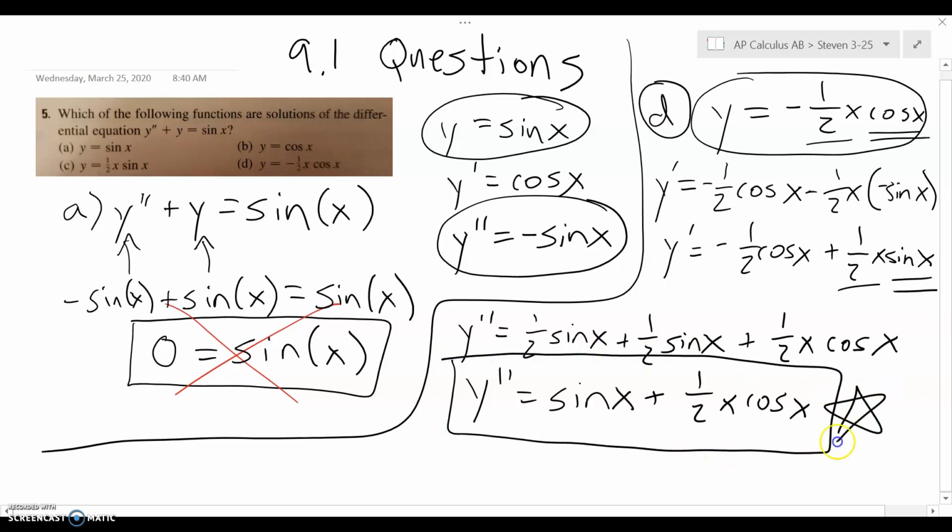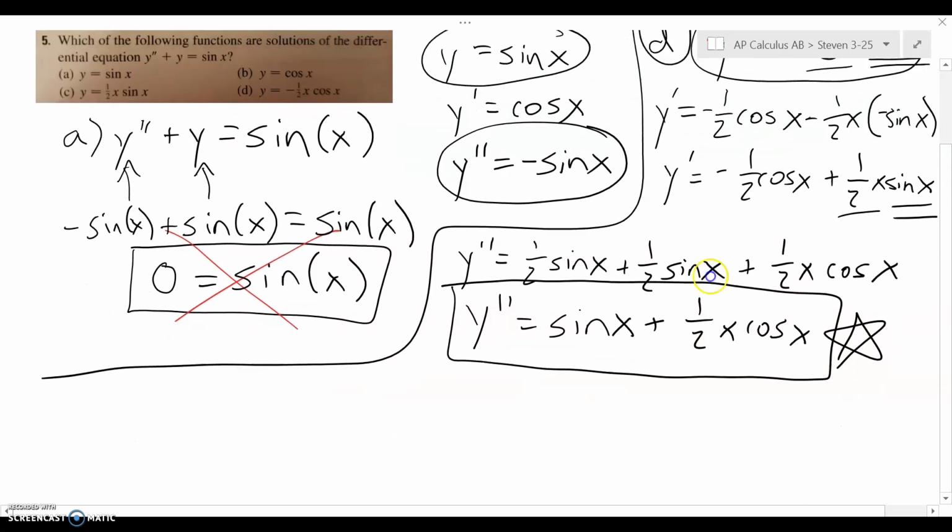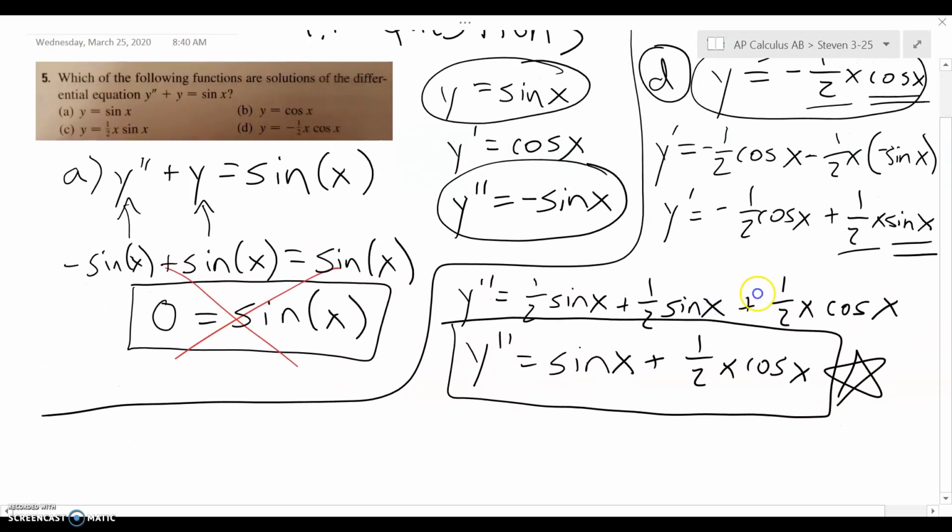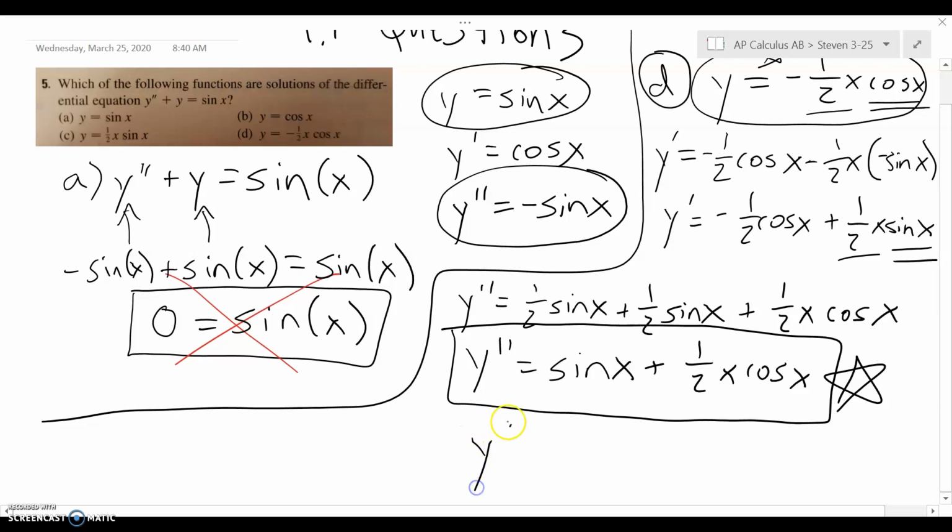So we've got our second derivative, we've got our original function. Those two things are then going to get plugged into our differential equation. So let's see if I can fit that all on one screen. I think I can. y double prime plus y equals sine of x. I'm going to take the original function and put it in for y, and I'm going to take the second derivative and put it in for y double prime.